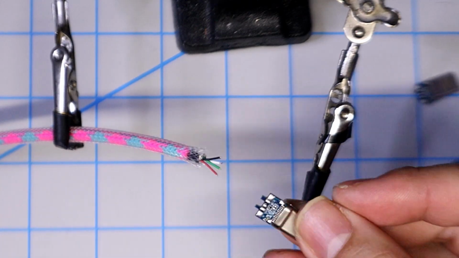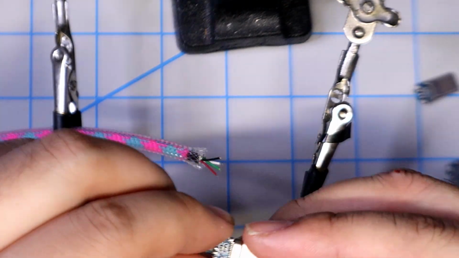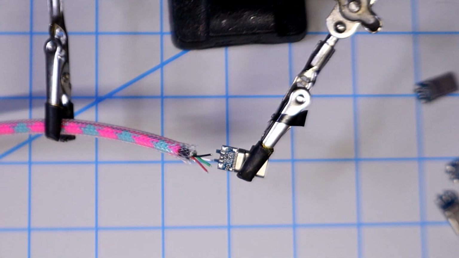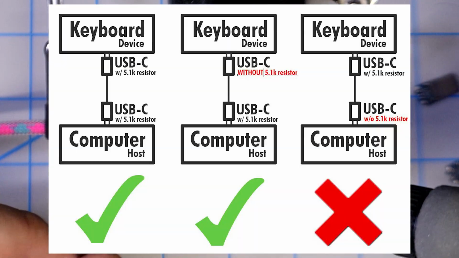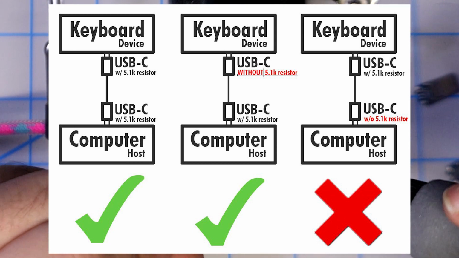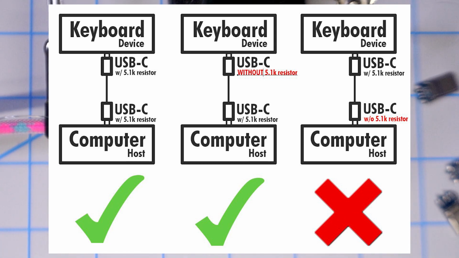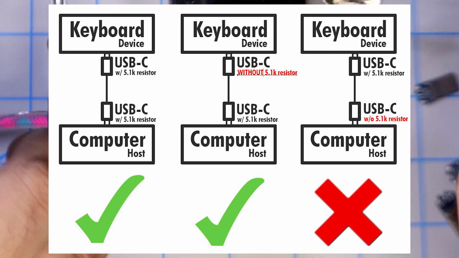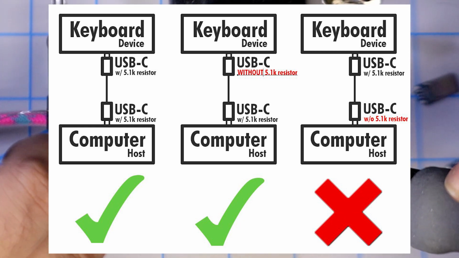Use the same USB-C connector to solder on the other side of the cable. As we're doing that, I'm going to show off some configurations of how this will and will not work. In here, we see that if we have the resistor on both sides of the cable, you should be fine. If you have the resistor on the computer side and not the keyboard side, you should still be fine in that case, because your host will detect the connection.